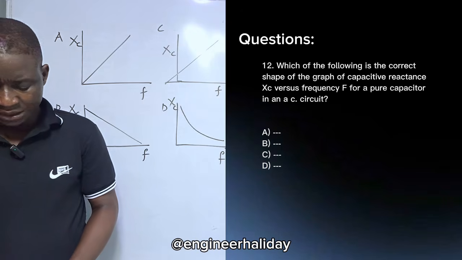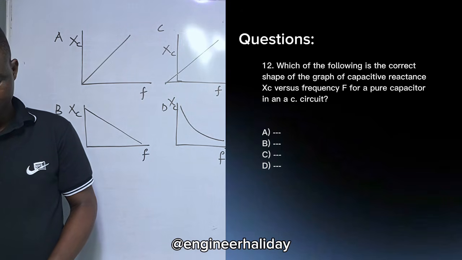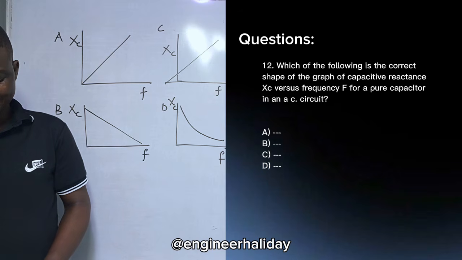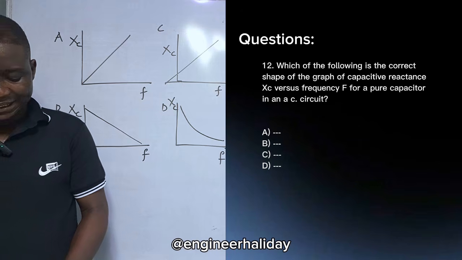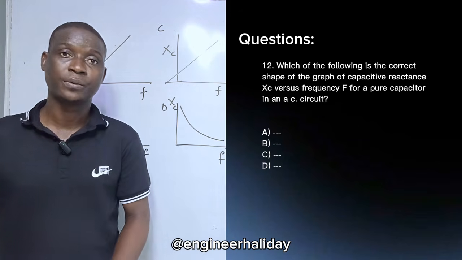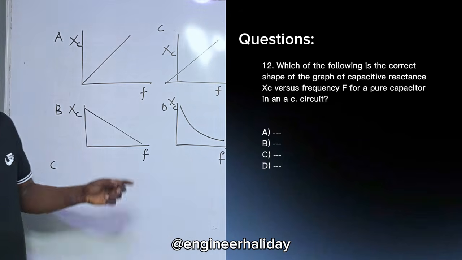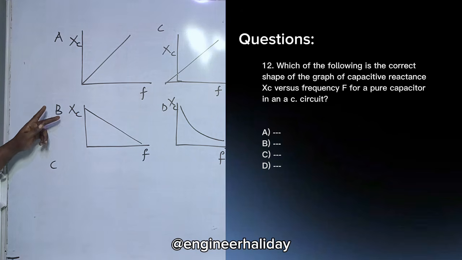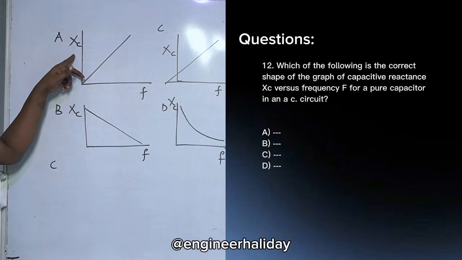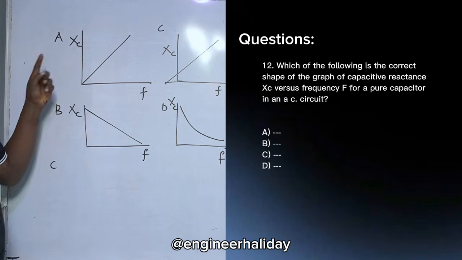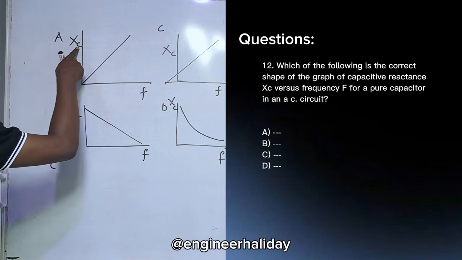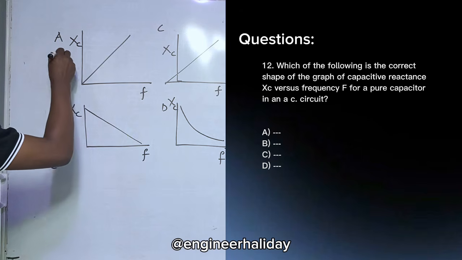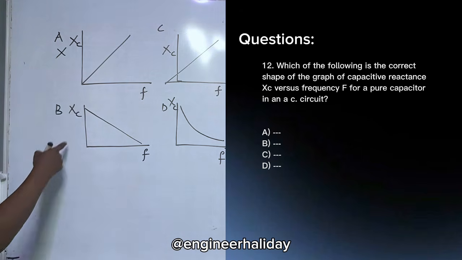They say, which of the following is the correct shape of the graph of capacitive reactance XC versus frequency F for a pure capacitor in an AC circuit. We have option A and option B. Option A is not the diagram. This one is showing a purely inductive circuit. If it were XL against frequency, this one would have been correct. So this one is wrong. Let us go to option B.